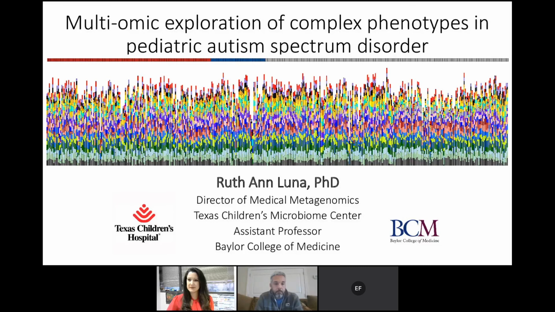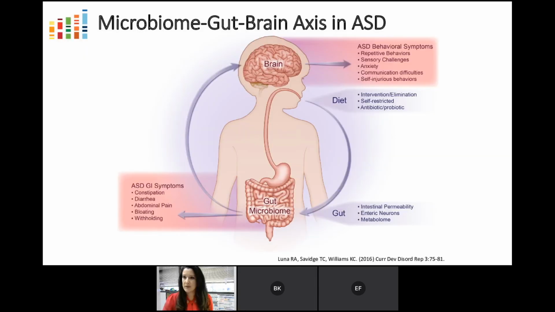All right, so moving on, I guess I'm up. So I'm going to take you on a whirlwind tour of how we have utilized multi-omics, really digging into the complex clinical phenotypes, in this case of autism spectrum disorder in children. So we're really focused on the microbiome gut-brain axis in pediatric autism.